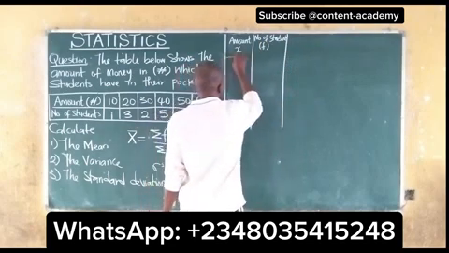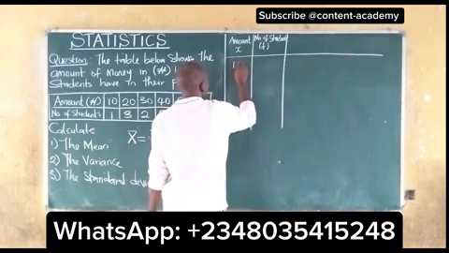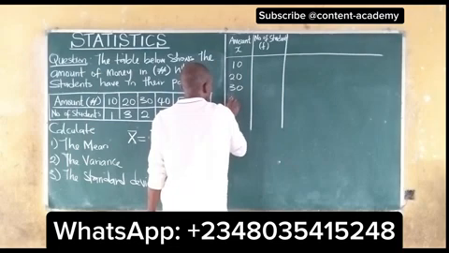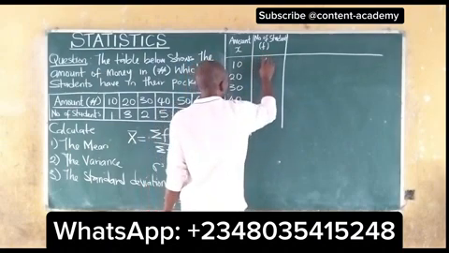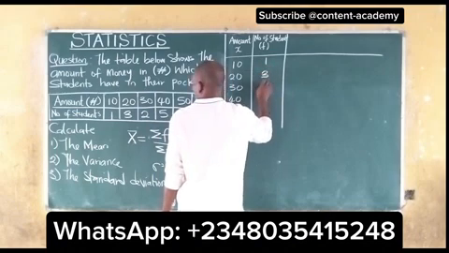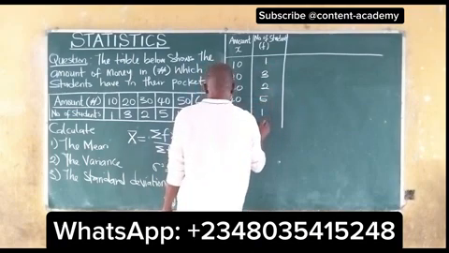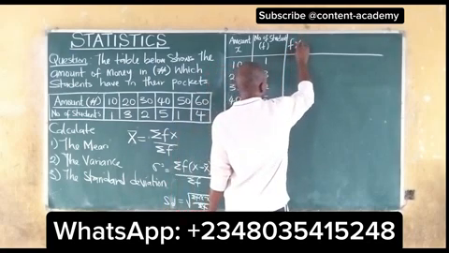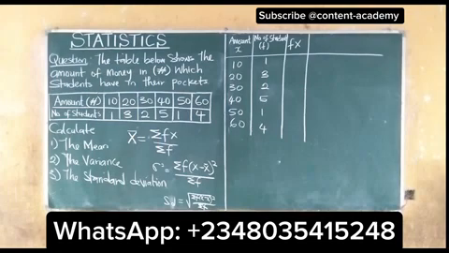Now we have here the x values: 10, 20, 30, 40, 50, 60. The second row, the frequencies: 1, 3, 2, 5, 1, and 4. Now, we need to produce f of x to get our mean. How do we produce f of x?